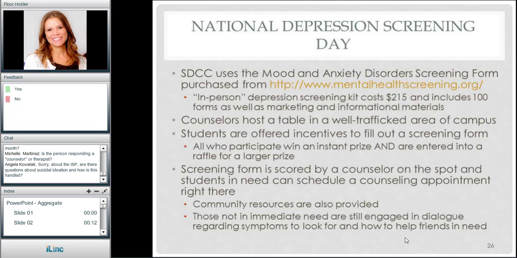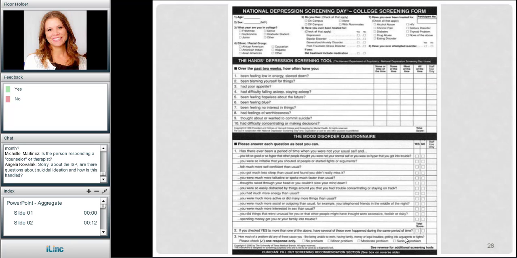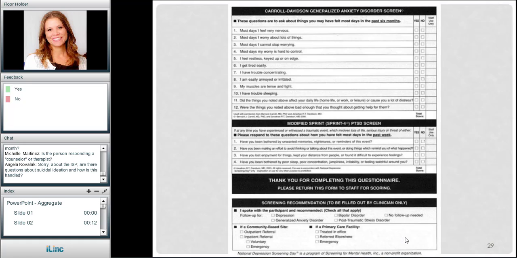I'll click down and show you guys the form really quick. This is the form. That top little section screens for depression, and then below that is bipolar, and then on the next page is anxiety, and below that is PTSD. So it does more than just screen for depression.